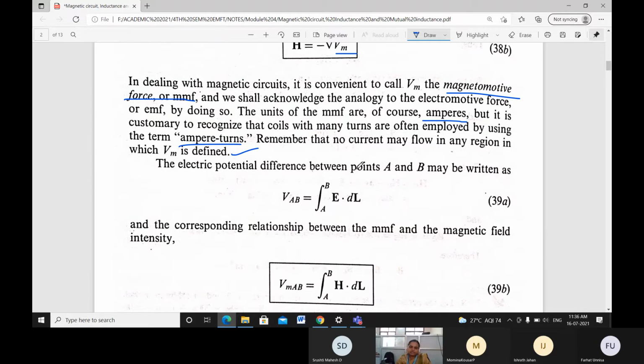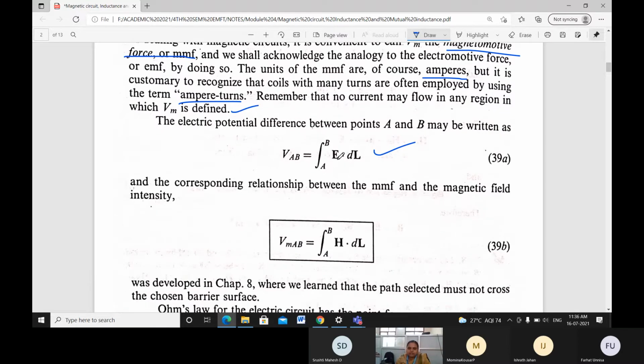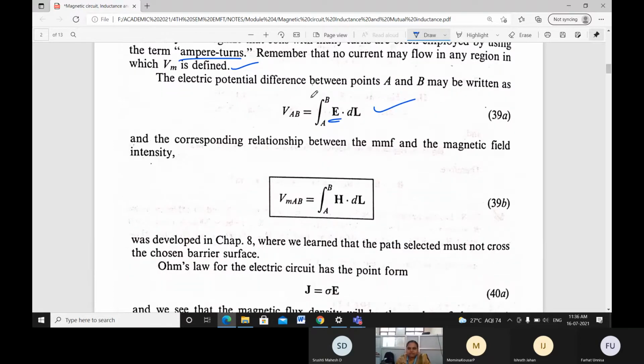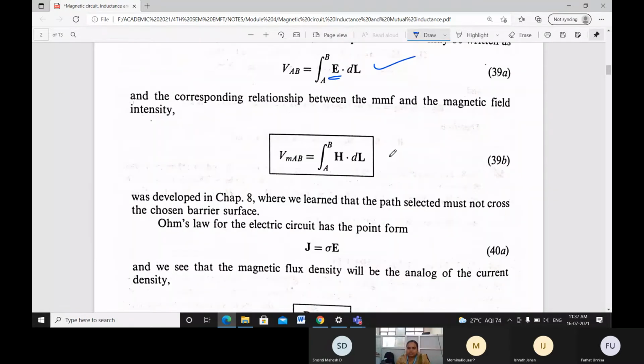Then the electric potential difference between points A and B, we already know the equation: VAB equals the integral from A to B of E dot dl. In terms of magnetic field intensity, it is almost similar, but instead of VAB we have the magnetomotive force, VmAB, which equals the integral from A to B of H dot dl. This is the equation we get.